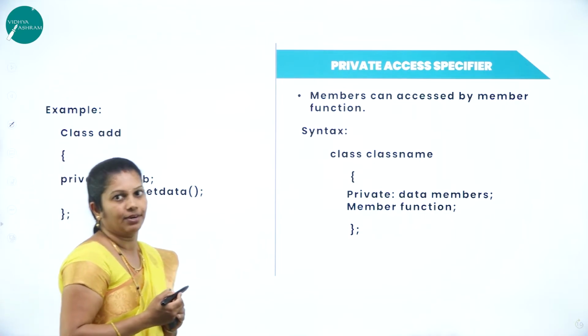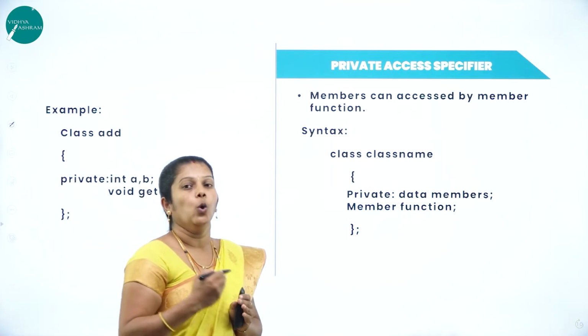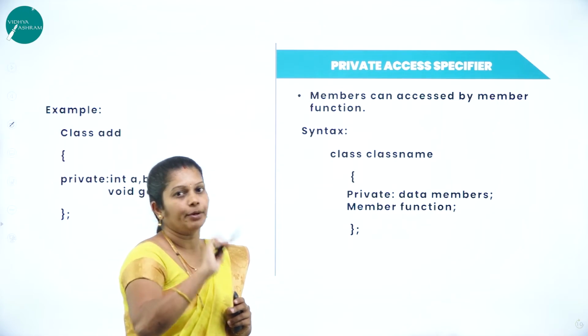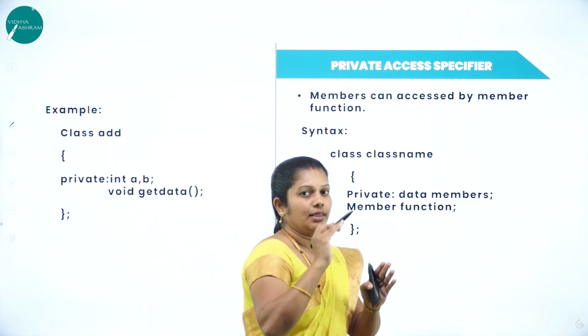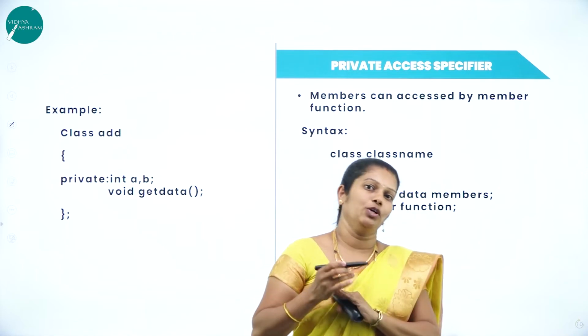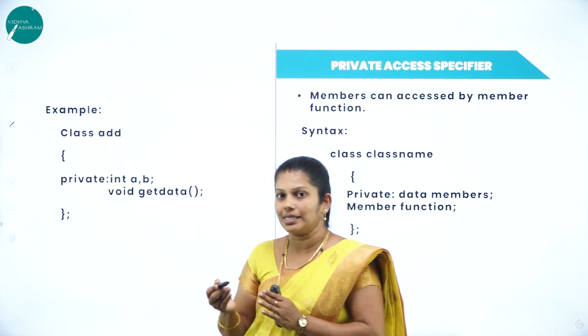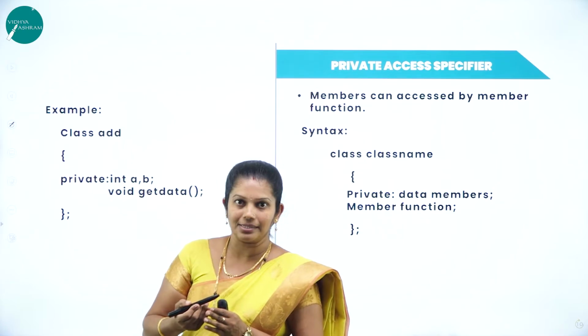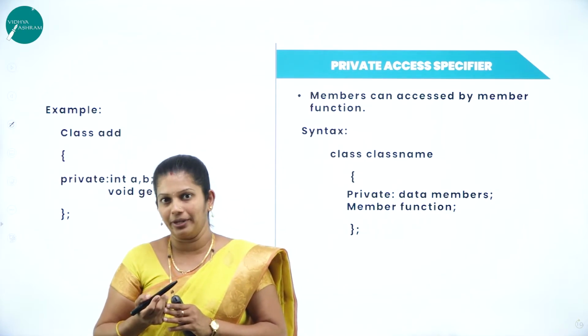Private access specifier. What do you mean by this? Private. Who can access here? I'm going to give an example. Consider the patient is presently in a private ward. Then who can access? Only family members can access, as well as friends can also access.